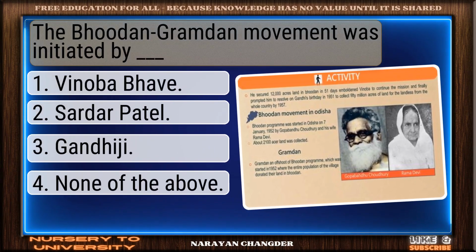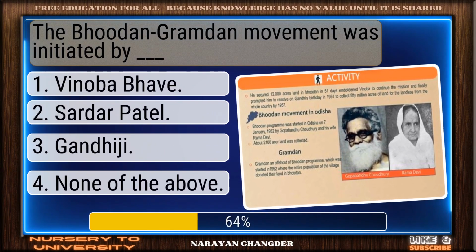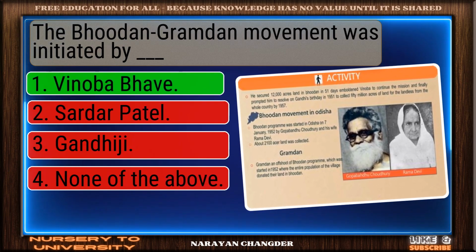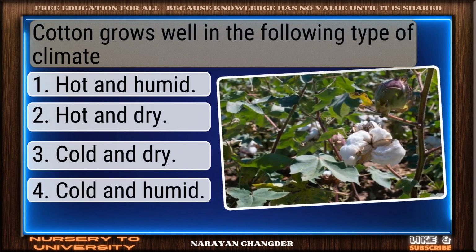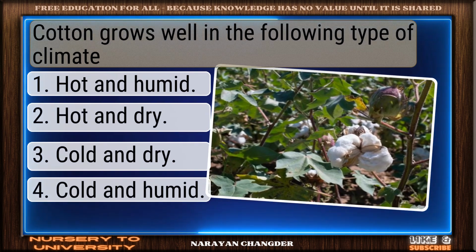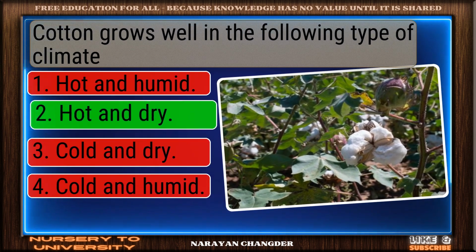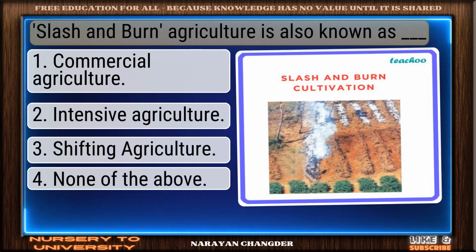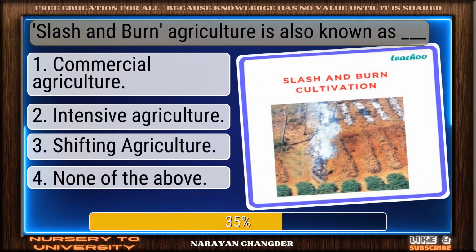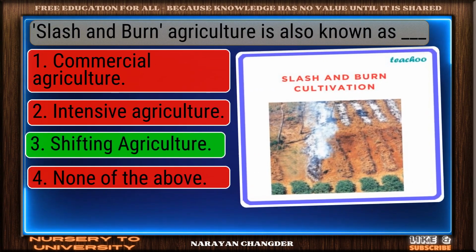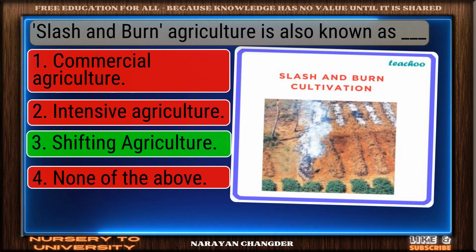The Bhoodan movement was initiated by dash. Well done. Vinoba Bhave is right. Cotton grows well in the following type of climate. Correct. Hot and dry is spot on. Slash and burn agriculture is also known as dash. Strong choice. Shifting agriculture is right.